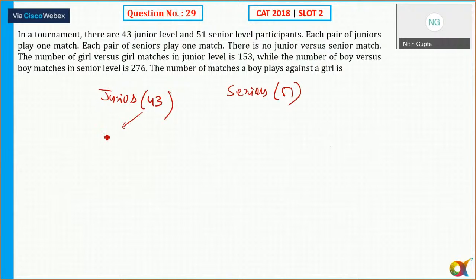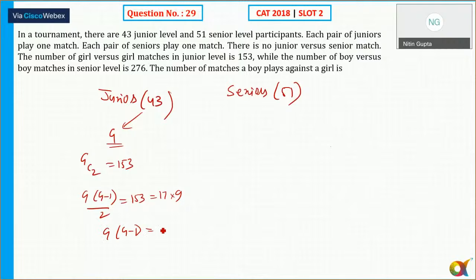Okay. So total number of girls is, let's say, G. And the total number of girls versus girls matches, what will it be? That is GC2. Out of G girls, select any two girls. The total number of matches GC2 is equal to 153. So GC2 means G into G minus 1 by 2 is equal to 153. Factorizing 153, it is 17 into 9. So G into G minus 1 is equal to 18 into 17.